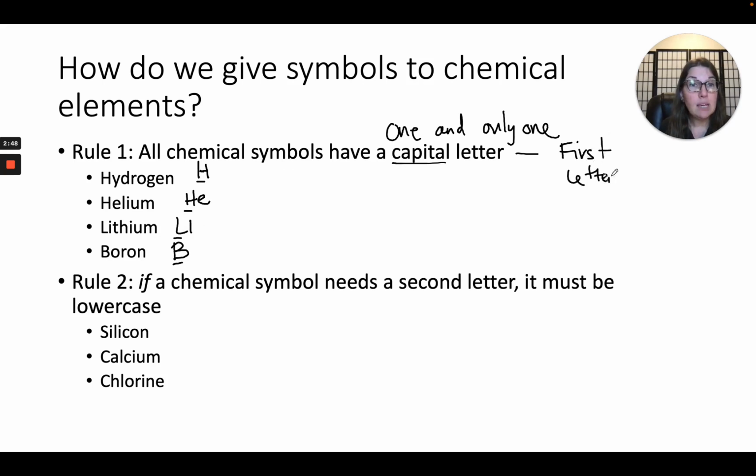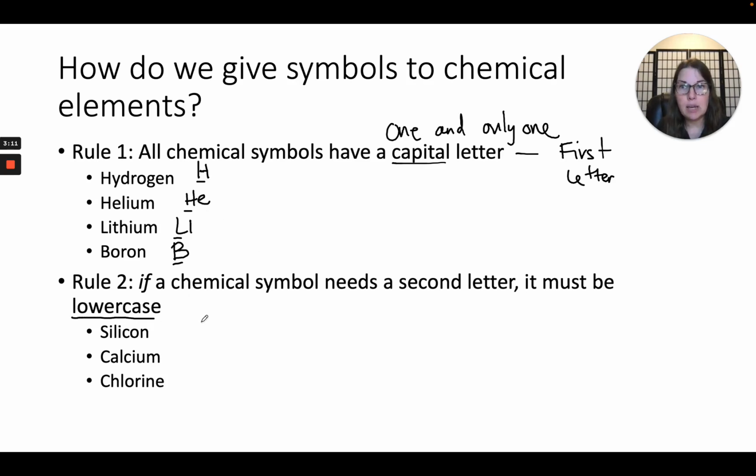Now, in some cases, that's all you need. For example, for boron and hydrogen, there's no more letters in the symbol. But if the chemical symbol needs a second letter, because, say, for example, hydrogen and helium both start with the letter H, so helium needs a second letter to distinguish it from hydrogen, that second letter must be lowercase.